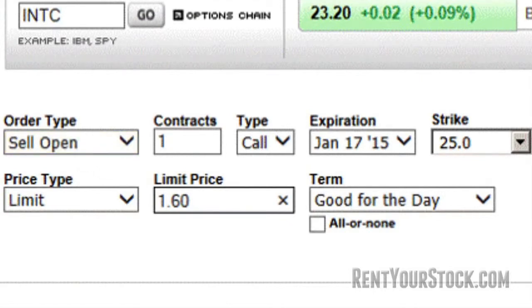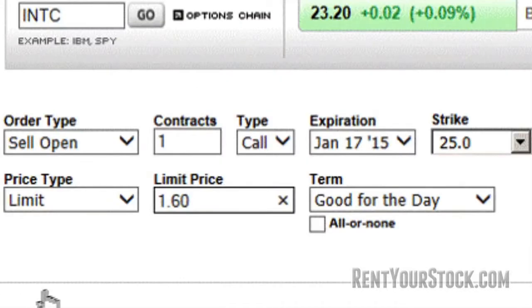Remember, writing really means selling, and that's what we want to do here. Sell the right to buy our stock. We're not actually selling our stock. We're selling the right to buy our stock at the $25 strike price. Make sure you choose Sell to Open and not Sell to Close. Open in this case means that we're opening a position, or in our rental analogy, initiating a rental agreement.